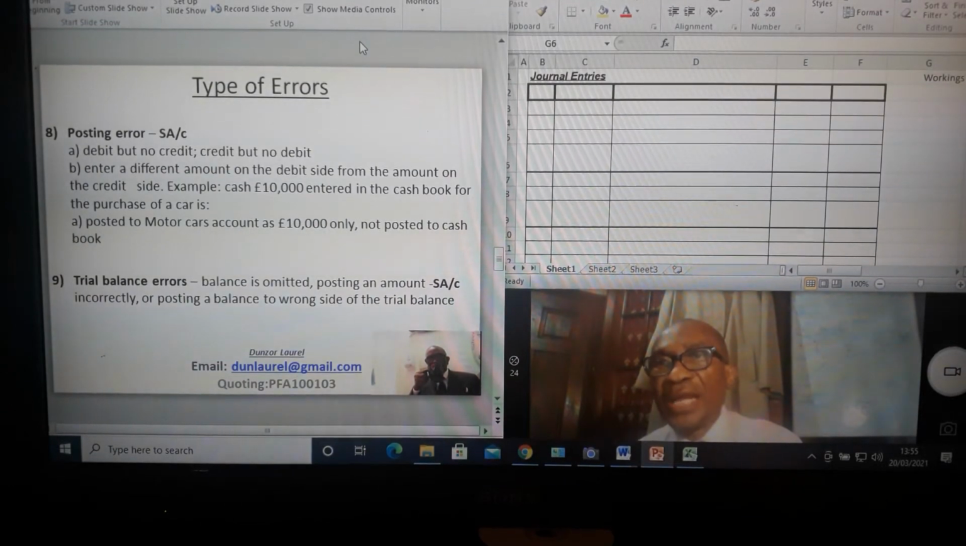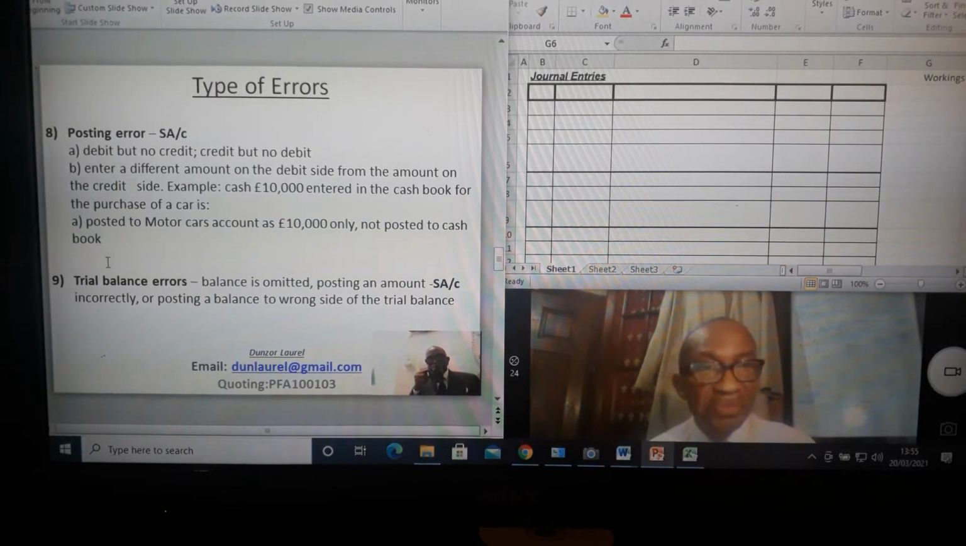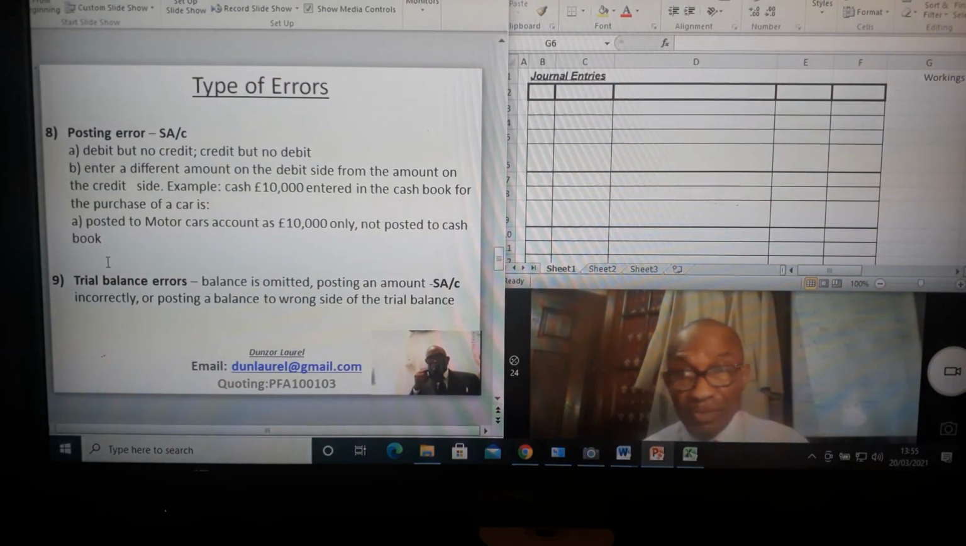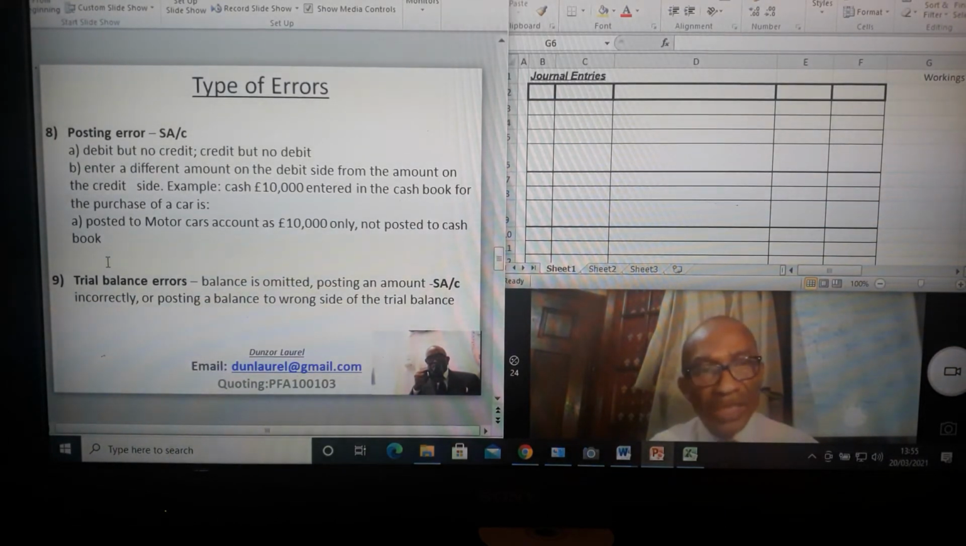The other error is a posting error, trial balance error. A trial balance error could be when you extract the balance into the trial balance, you may make a mistake and put the wrong figure, maybe 10,500, you just post 10,000 only into the debit or credit side of the trial balance. This is trial balance error. Or you completely omit an item from the extraction, maybe you didn't extract one of the ledger account balances, and it's not in the trial balance.